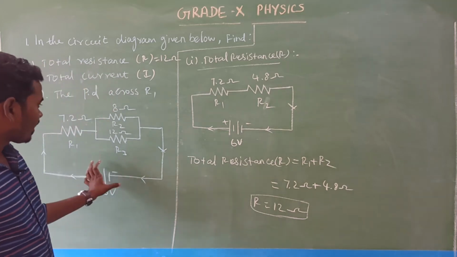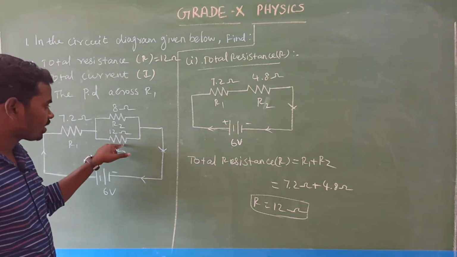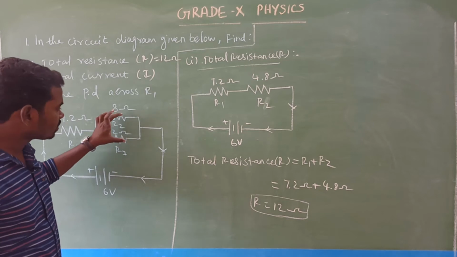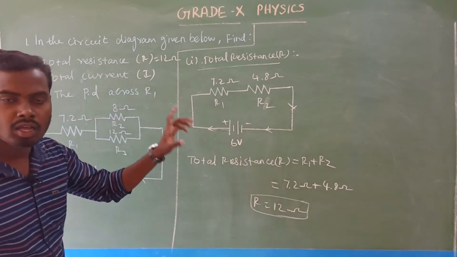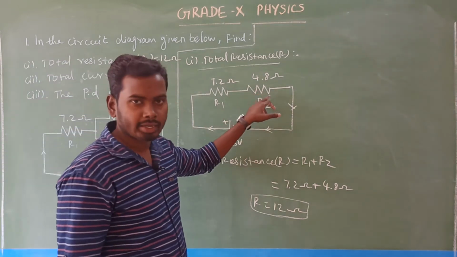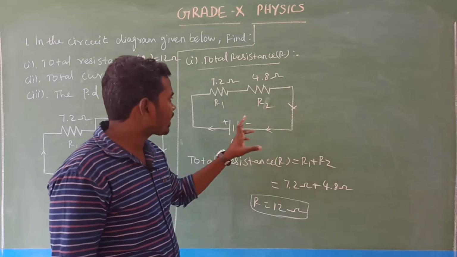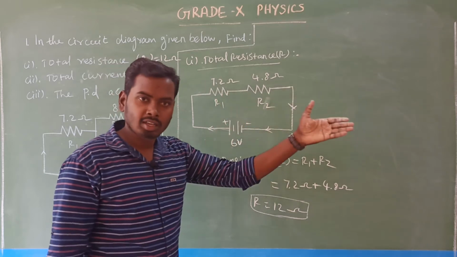So this is the original diagram. In the original diagram, the two resistors are connected in parallel. We have converted this parallel combination into a series combination, so the equivalent resistance value is 4.8 ohm. This is the modified diagram, and in this diagram the two resistors are connected in series.